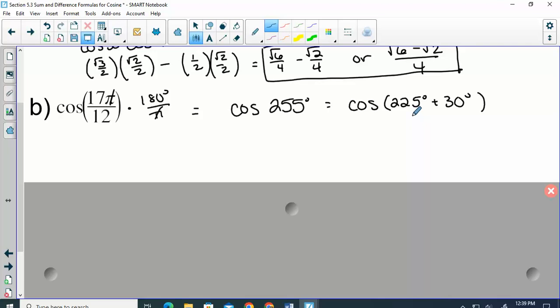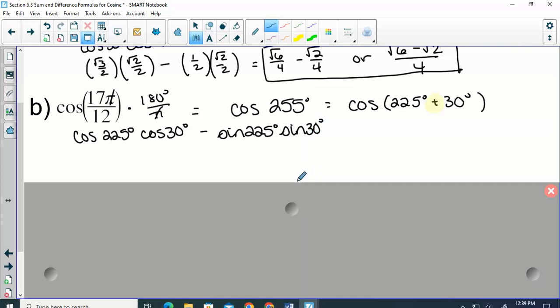You could do like 315 minus 60. Those are both on there. They subtract to 255, so different combinations. Because I chose two angles added together, I'm using the sum formula, which is cosine of the first, cosine of the second, minus sine of the first, sine of the second.